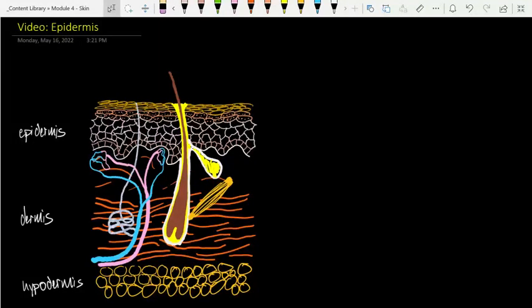I've drawn this little cartoon of skin showing the dermis, the epidermis, the hypodermis, and some of the structures that we might find in a histology slide. We're going to detail some of these. For today's purpose, we just want to focus on the epidermis. That's going to be this top region right here.